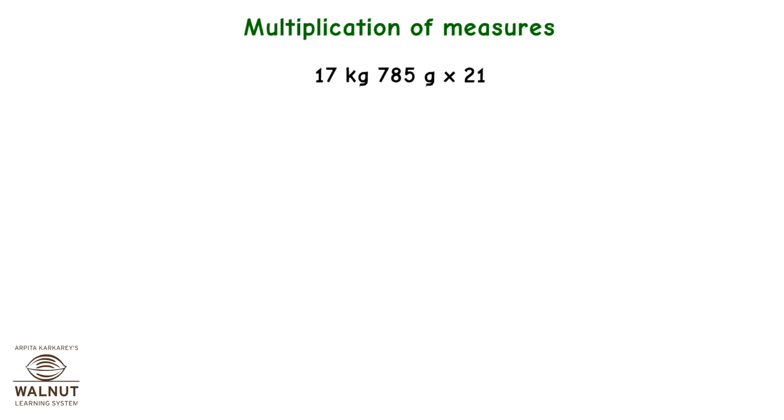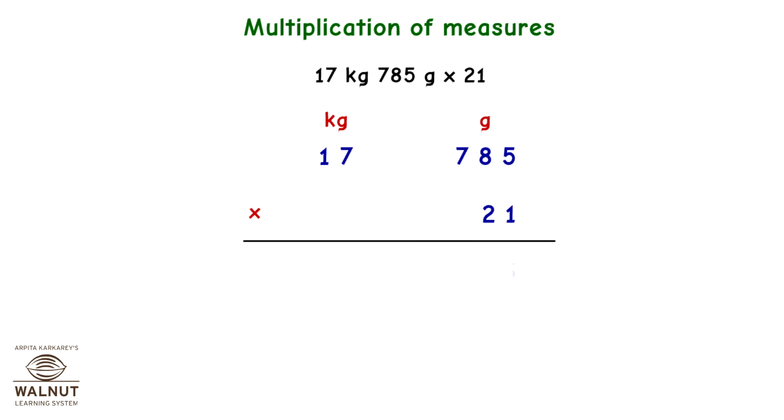17 kg 785 grams into 21. We write the units. Below that we write the measures. Then we get ready to multiply. Now look at the unit under grams. We can see that we have to adjust it.